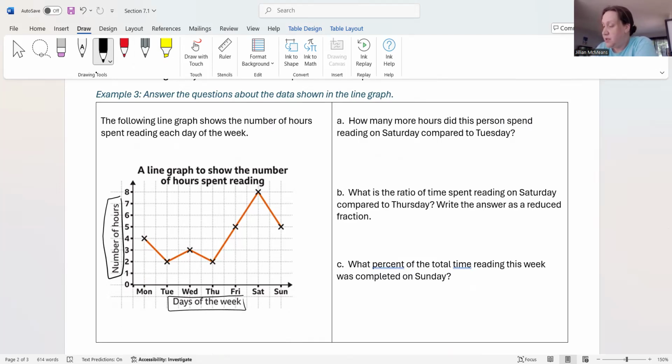How many more hours did this person spend reading on Saturday compared to Tuesday? Well, Saturday, this person spent 8 hours reading. Tuesday, they only spent 2 hours. And that kind of makes sense. The weekend is typical for us. We go to school or work during the week and have our weekends off, so it makes sense that they would have more time to spend reading on a Saturday. So Saturday, they spent 8 hours, Tuesday, they spent 2 hours. So 6 hours more reading on Saturday.